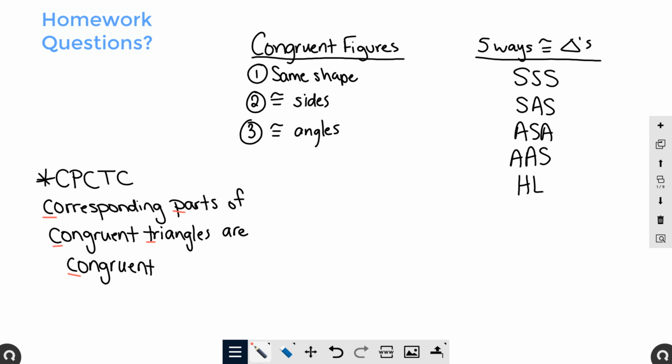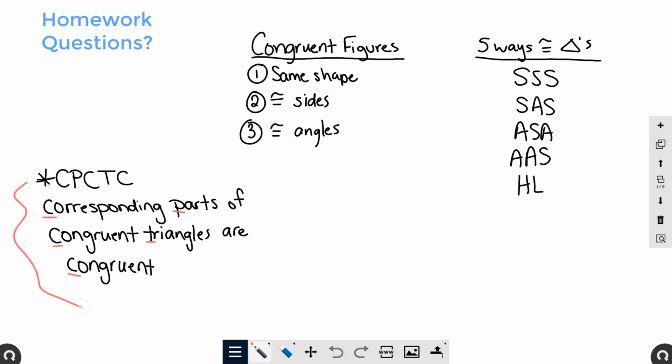This is something that we're going to use today in a lot of the proofs that we do. So let's talk about what it means. It's saying the parts that are the same in congruent triangles are the same. So if the triangles are equal, all their parts are equal. That's basically what that says.